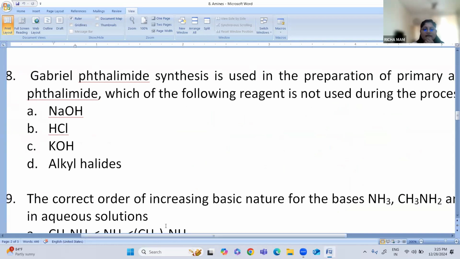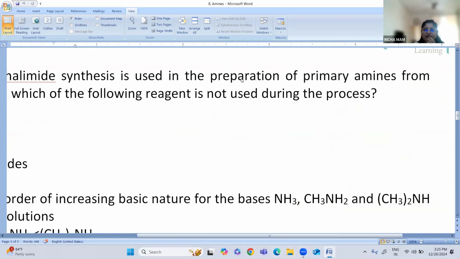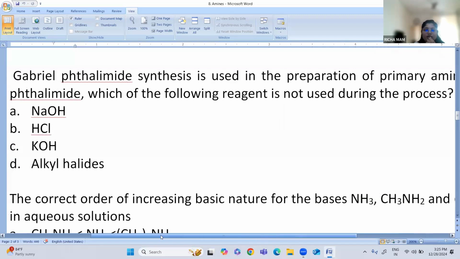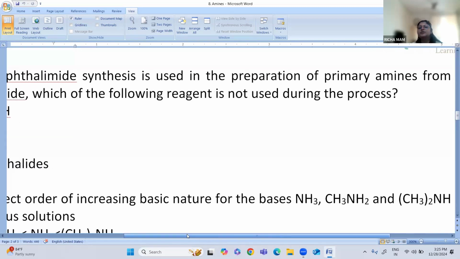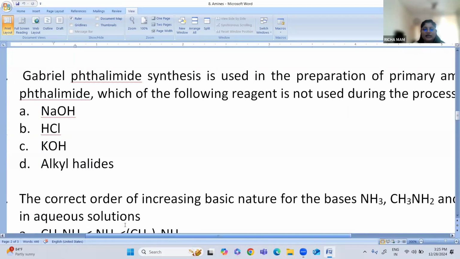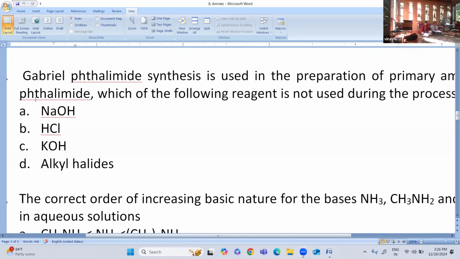Gabriel phthalimide synthesis is used in the preparation of primary amines from phthalimide. Which of the following reagents is not used during the process? A. NaOH, B. KCl, C.